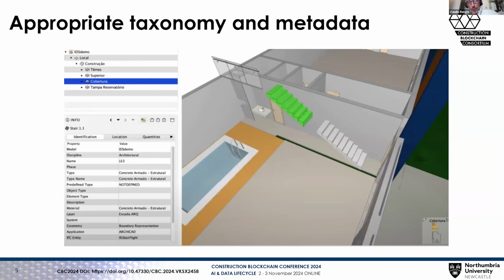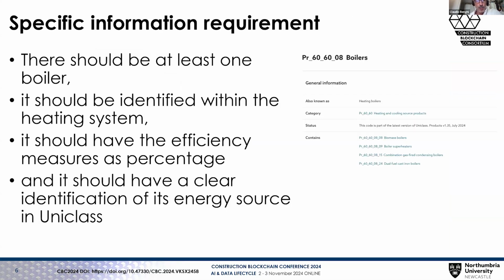On the contrary, we are expecting information to be adequately structured, defining proper and appropriate types, and associated with the relevant information for the various stages of the construction process. So we would like to see information such as: there should be at least one boiler. It should be identified within the heating system. It should have the efficiency and measures expressed as a percentage. And it should have a clear identification of its energy source in Uniclass. So a specific information requirement will not only define specific rules, but will also try to attach itself to taxonomies out there or ontologies out there or other forms of classification.